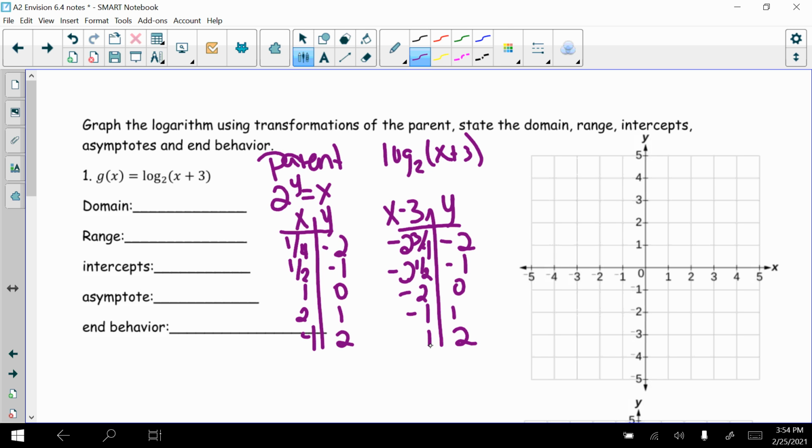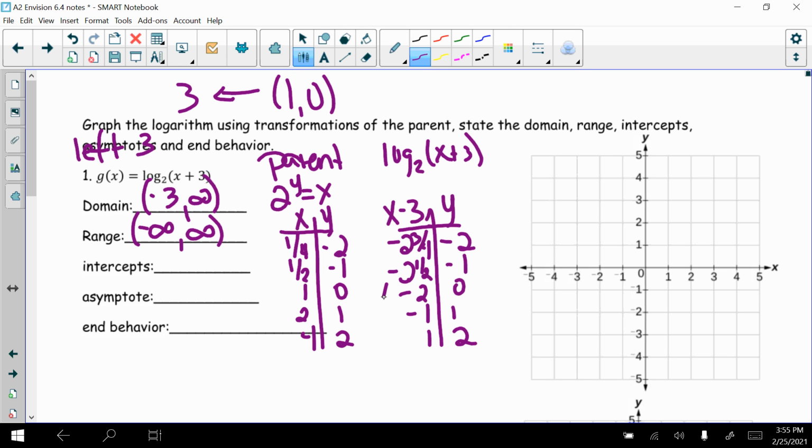The entire graph shifted to the left 3, right? So this shifts left 3. So my domain shifted left 3, and now my domain is -3 to infinity. My range is always -infinity to infinity. My intercept, remember that intercepts usually are at 1, 0, but it shifted left 3. So now I see my new intercept is at -2, 0. My asymptote is x equals my h, so -3, because that always comes out of parentheses opposite.